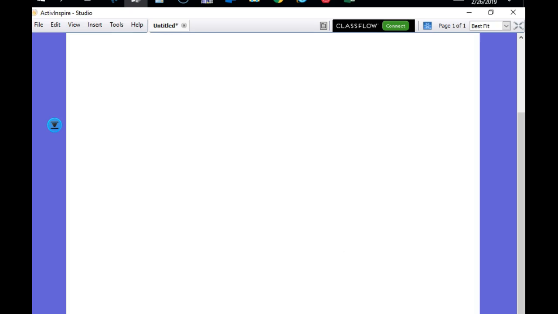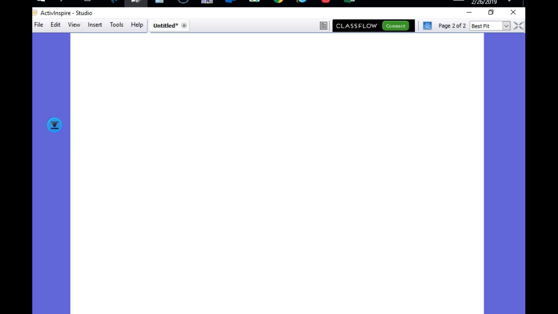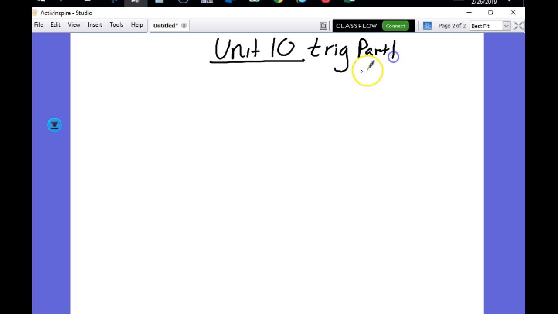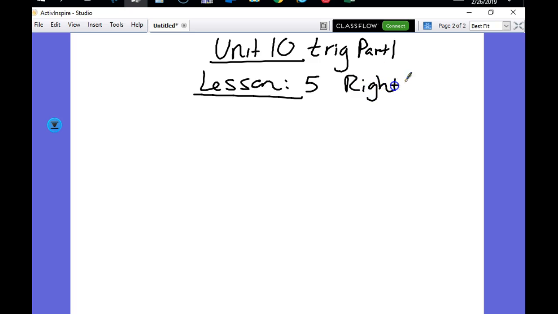So we're going to move forward with our lesson here today. We're on Unit 10, which is our first unit of trig. And we are on lesson 5. We're talking about right triangles today. Right triangles are kind of the foundation of trigonometry, that and angles.